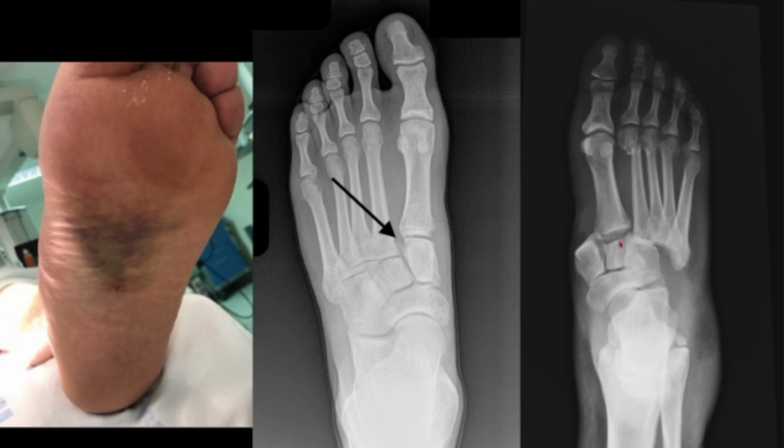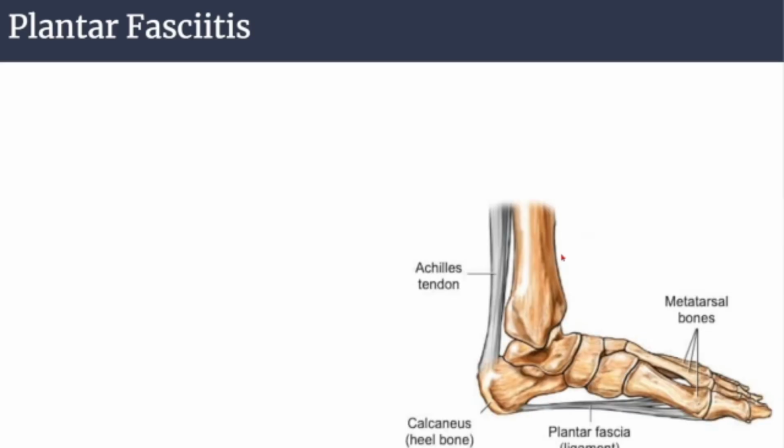Lisfranc fracture dislocation. This patient needs to go to OR. Second, third, and fourth metatarsals are broken here. I just noticed. This is just a god awful disaster.